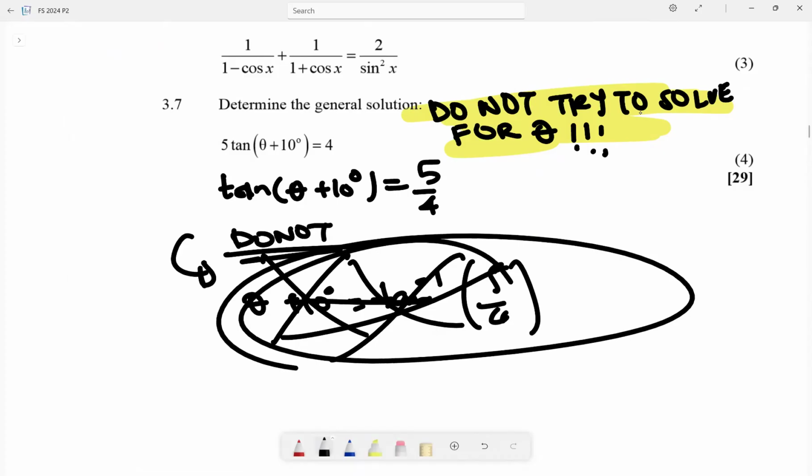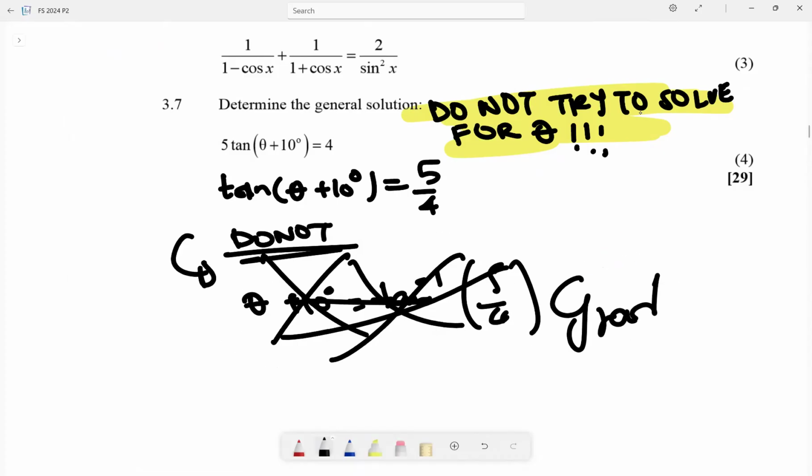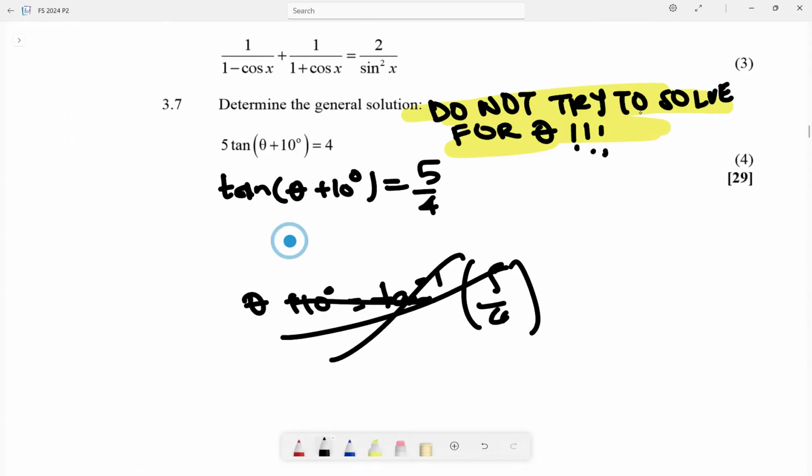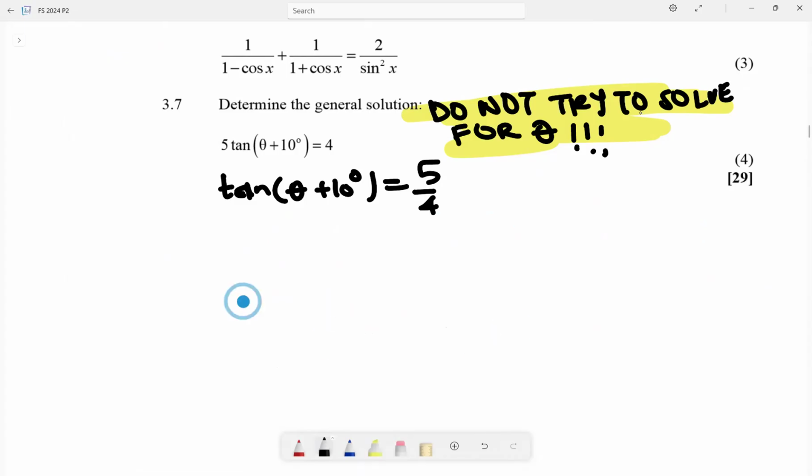This one you only do in grade 10, where they say solve for theta. In this case, they say general solution. So for a general solution, you should have 2 or more solutions. Okay? Take note of that.